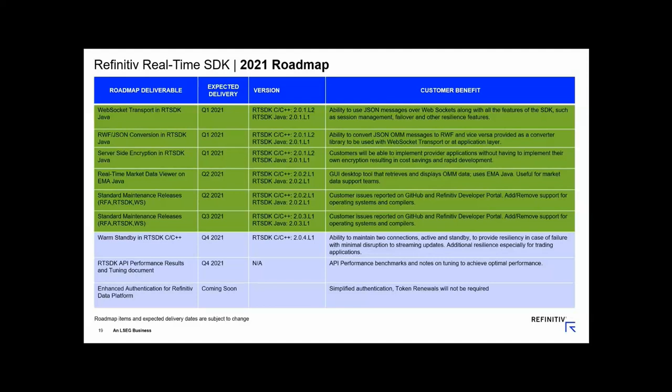So we will be implementing a warm standby in RTSDK C/C++. So this is 2 connections, a warm and a standby. And in case of problems, the streaming data connection moves to the standby connection with minimal disruption in case of failure. So that will come out.